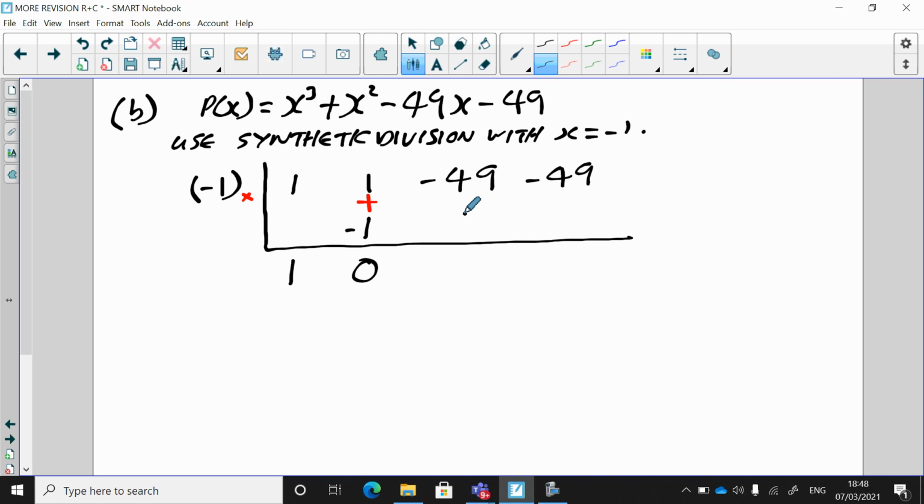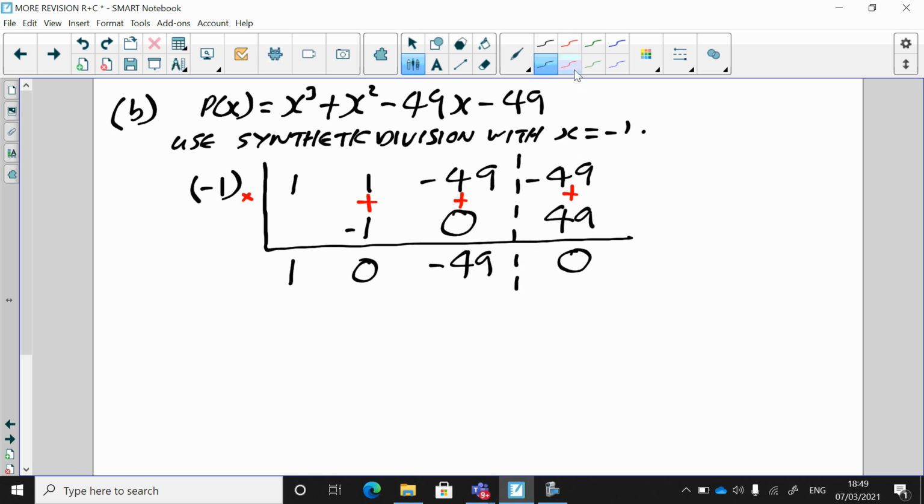And that goes up there, and right away I add these. See, I bring my result down there. As soon as the number's below the line, it automatically gets multiplied. So -1 times -49 is going to be +49. So it goes up there, and yet again, they get added: -49 add 49 is going to give me 0 there. That's fine. And so the remainder is 0, that's what I wanted.